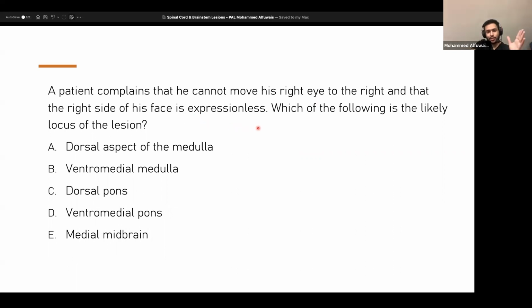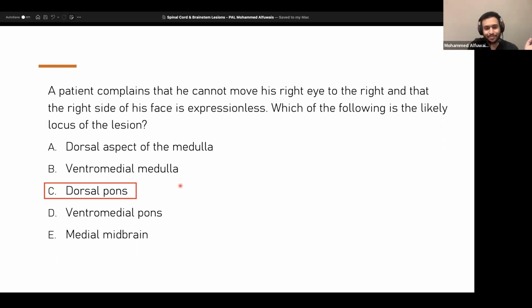Now, where is the facial nerve? Is it ventromedial? Will the fascicles of the facial nerve be in the ventromedial pons? No, it's more laterally. Okay, so it's a dorsal pons. So the answer is C. Okay, why is it the dorsal pons? Because the nucleus of the facial nerve is in the dorsal of the pons.